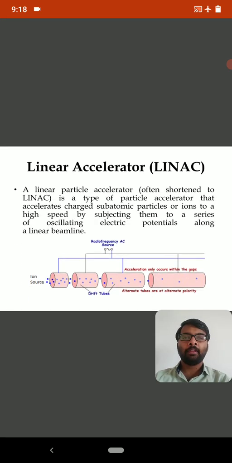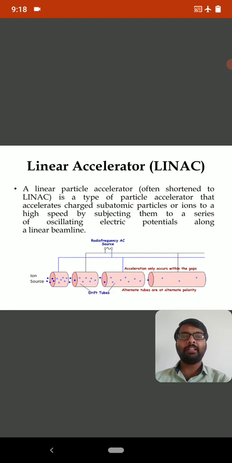The linear accelerator, often called the LINAC, is a type of particle accelerator that accelerates charged particles or ions to a high speed by subjecting them to a series of oscillating electric potentials along a linear beam line. This LINAC can accelerate a variety of particles, starting from electrons, protons, even up to heavy ions, that is even lead or uranium-235. These heavy ions can also be accelerated by this linear accelerator.